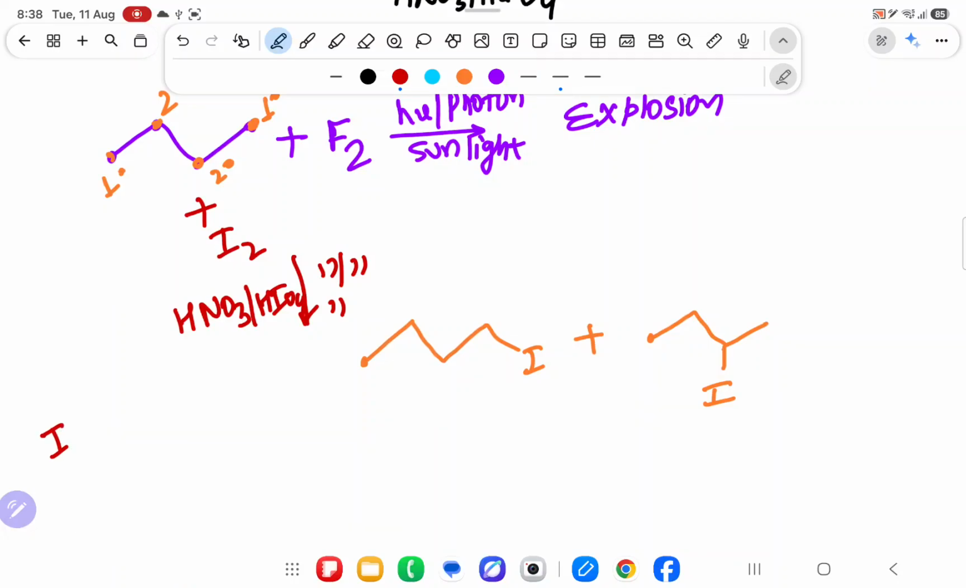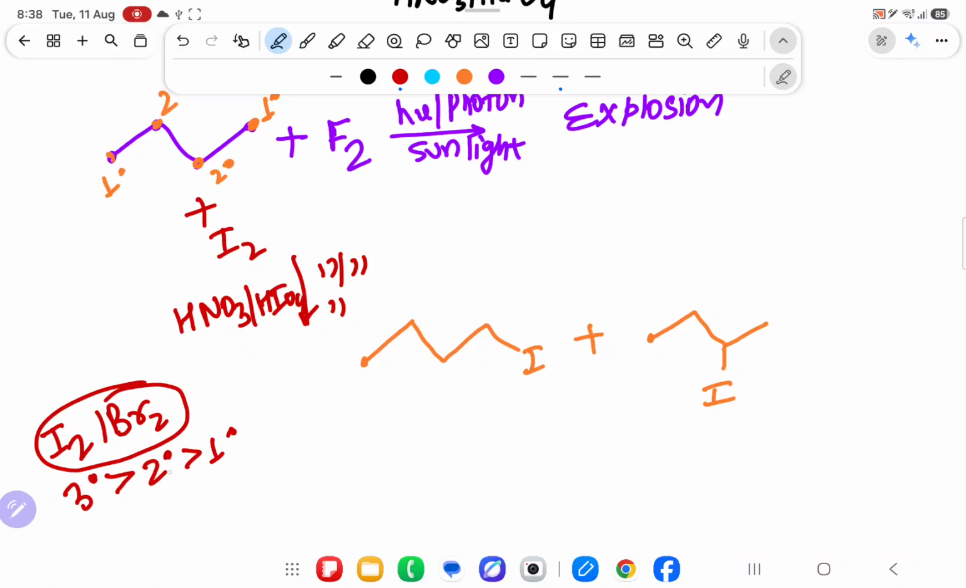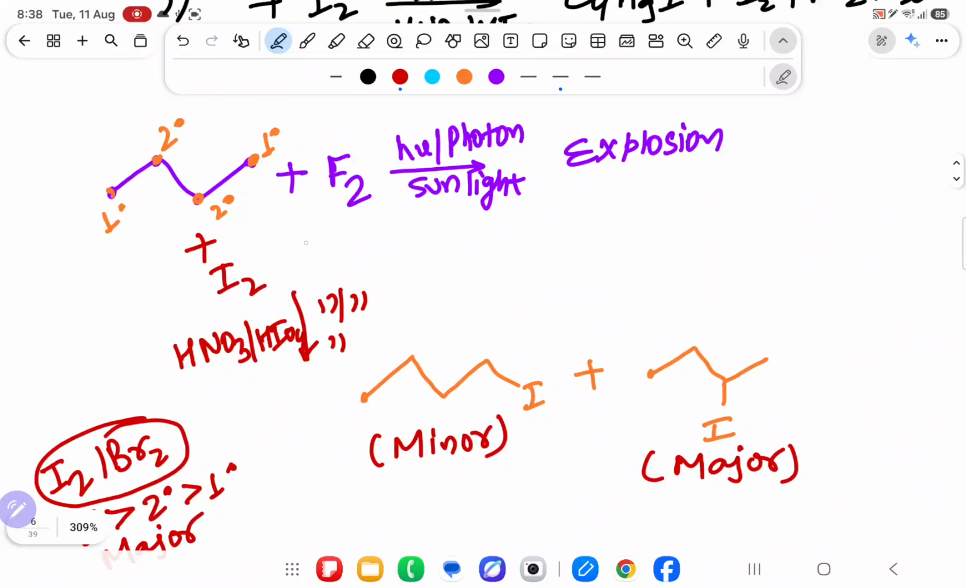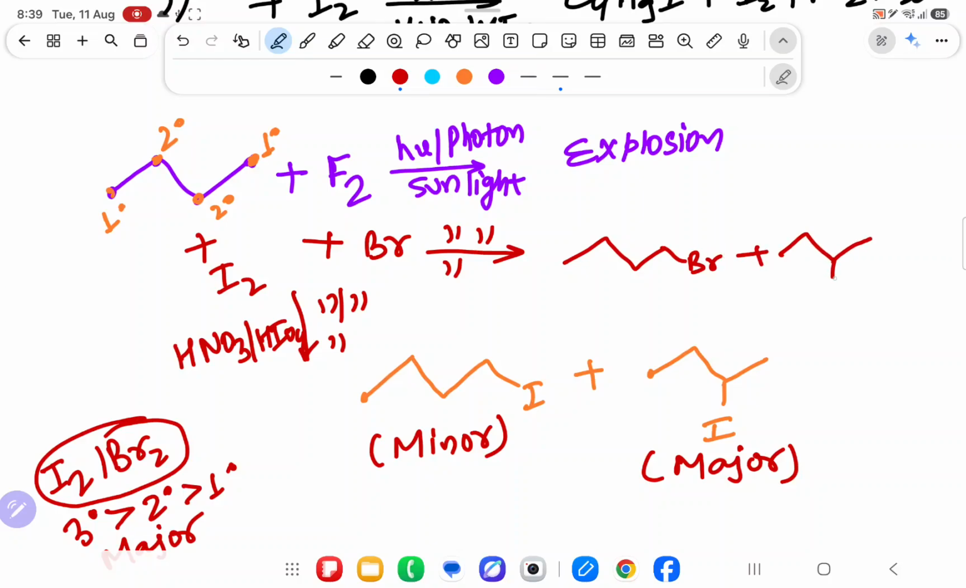So if iodine is written and bromine is written, always you will say that 3 degree is major, then 2 degree, then 1 degree. This is the decision for major product. So over here it is 2 degree. Major means which one is coming in more quantity, and this is the minor product. But in the same reaction, suppose anyone has written bromine, what will you say? Achha sir, with h nu, photon or sunlight, it will also form the product like iodine, bromine here and bromine over here, and I will say, sir, this will be our minor product and this will be our major product.